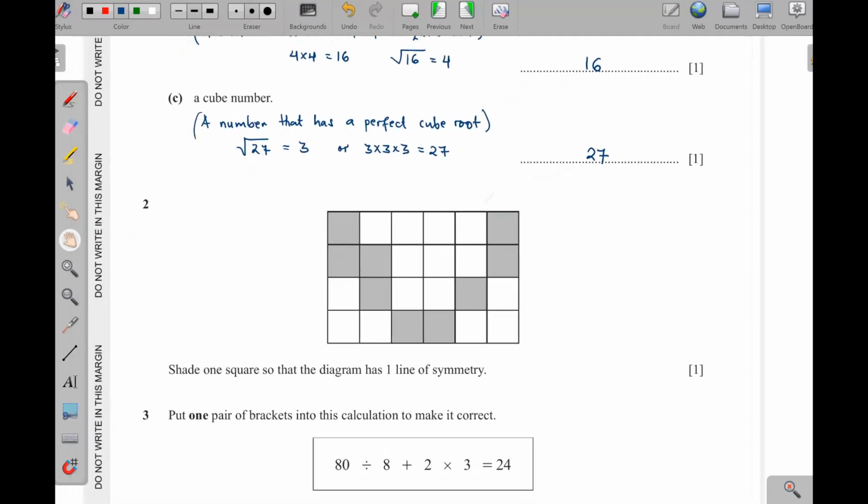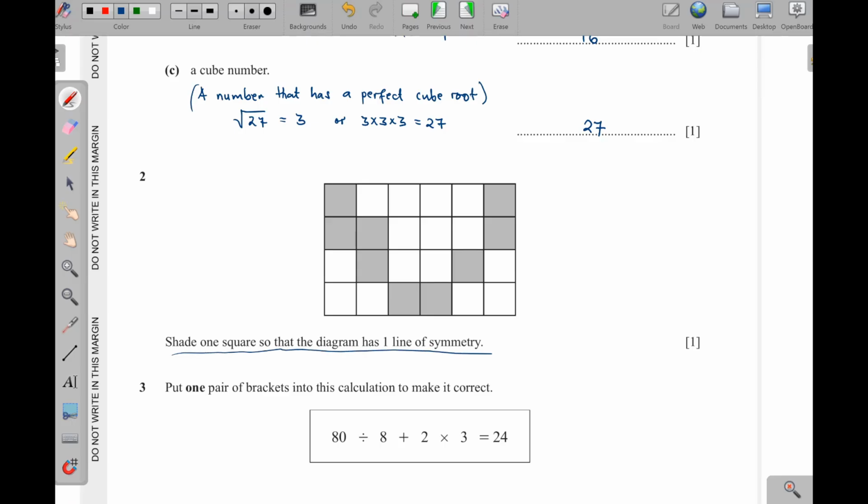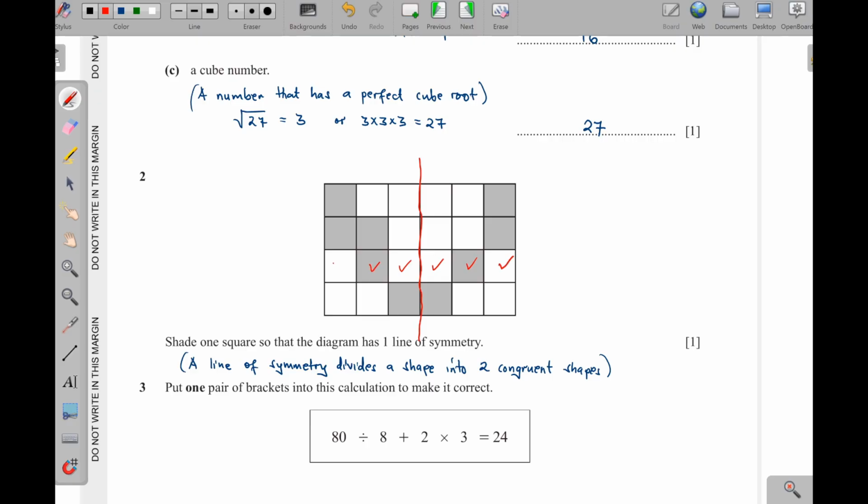Then question 2, shade one square so that the diagram has one line of symmetry. A line of symmetry divides the shape into two congruent shapes. These congruent shapes are the same size, the corresponding angles are equal, and even the corresponding sides are equal. Now, suppose I put my line of symmetry to be this one here. So when I fold, this one can come onto this one. Then this one is shaded, should come onto this one. This one is shaded. That means this one has to be shaded. You see that?